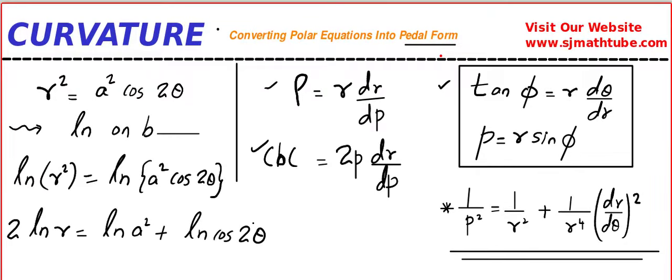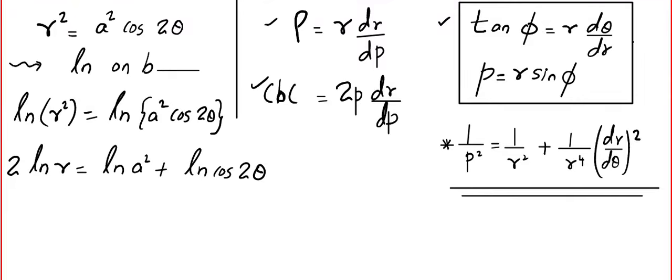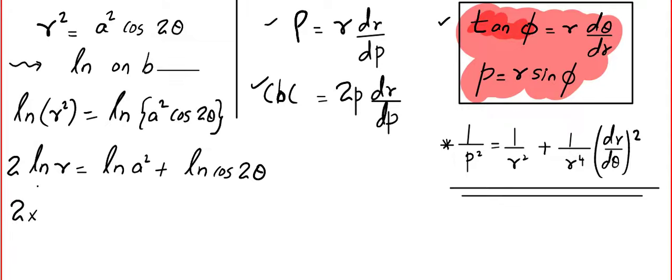Okay, now what I do is I will differentiate, because my aim is, look at this, my aim is to find the value of phi. My aim is to find the value of phi. So I am going to differentiate with respect to theta. So 2 into, so tell me what is the derivative of log r with respect to theta? 1 by r, then derivative of r with respect to theta. And you know that a is a constant, so a squared will be a constant, so log a squared will be a constant, derivative is 0.